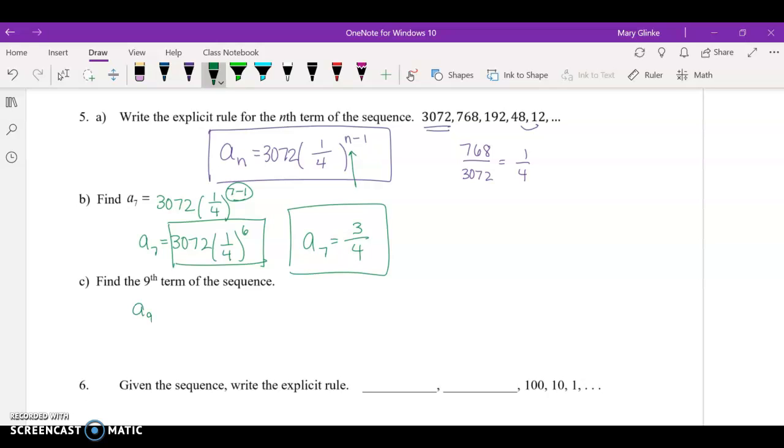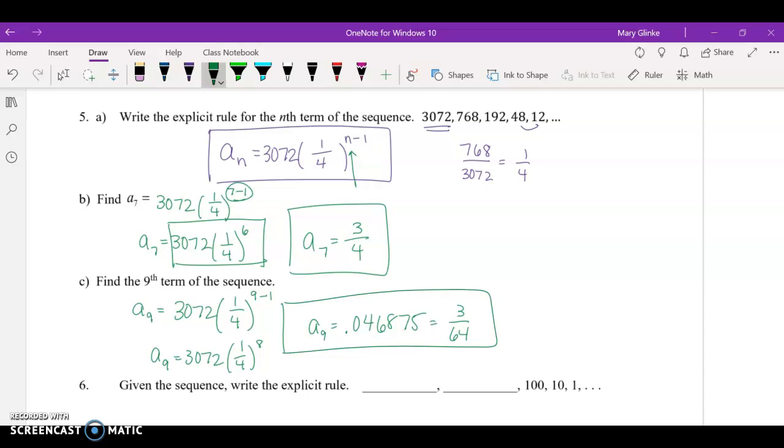So then to find the 9th term, we're looking for a sub 9. It's 3072 times 1/4 to the 9 minus 1. Again, we're plugging in 9 for n. So in your calculator, you would do 3072 times 1/4 to the 8th. When you do that, that gives you the 9th value of 0.046875. Or if you wrote it as a fraction, it would be 3/64. Any of those would be okay with me.